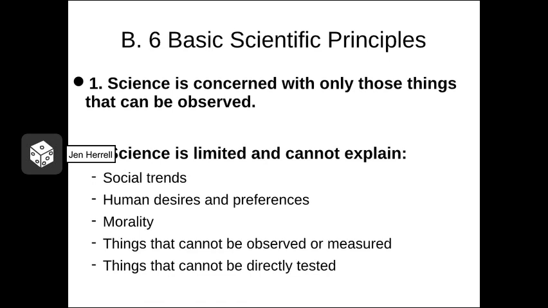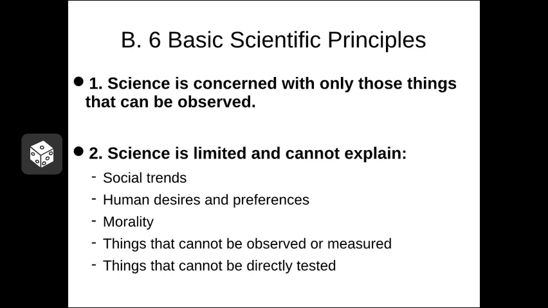Next, we're going to discuss 6 scientific principles that kind of help us define what science is, and it helps tell us what science is not as well. The first one we've already gone over. It's the idea that science is concerned only with those things that can be observed.